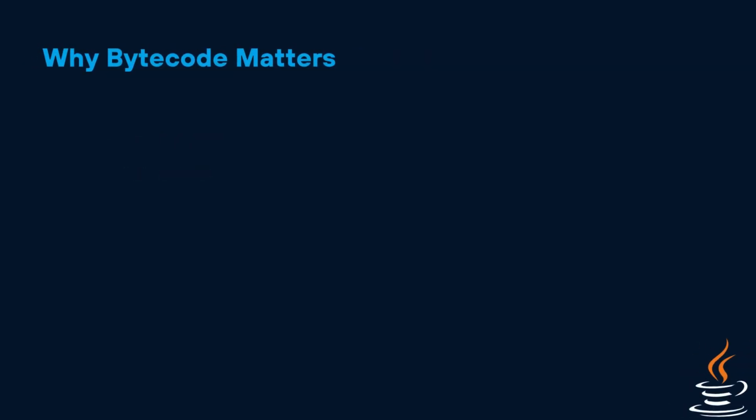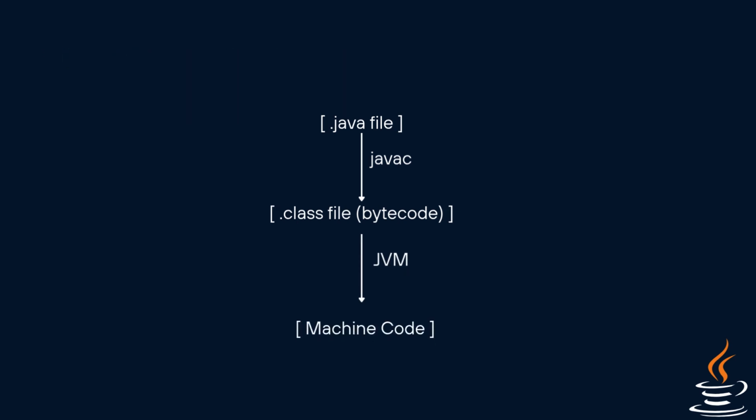Why bytecode matters? Bytecode is the secret sauce that makes Java so portable. Instead of compiling your code into machine code for a single operating system, Java compiles into bytecode that can run anywhere there's a JVM. That's how you can write your Java code once and run it on Windows, macOS, Linux, or even smaller devices without changing your source code. Here is a simple way to visualize the process. .java file, javac, .class file in bytecode, through JVM, machine code.